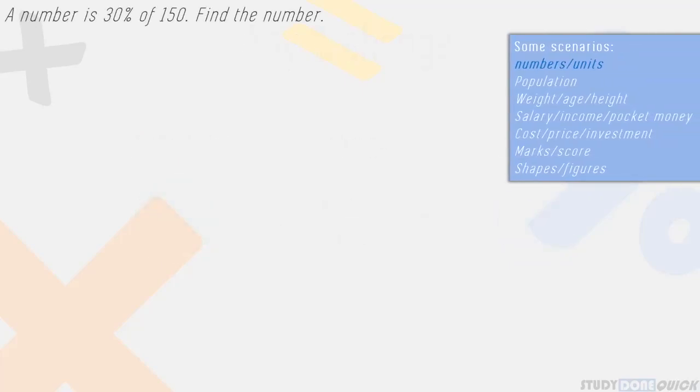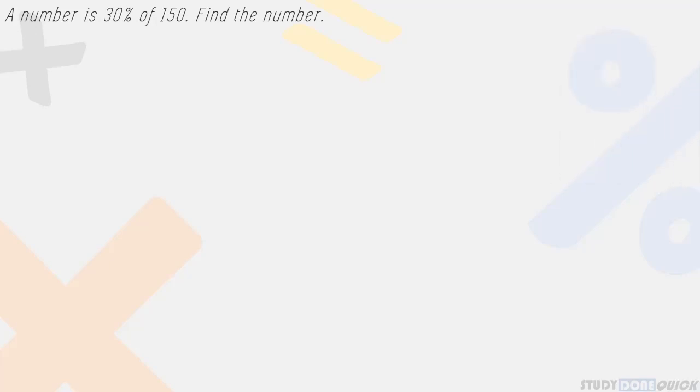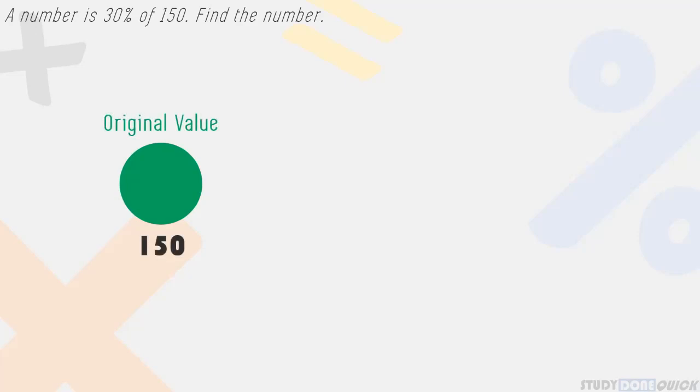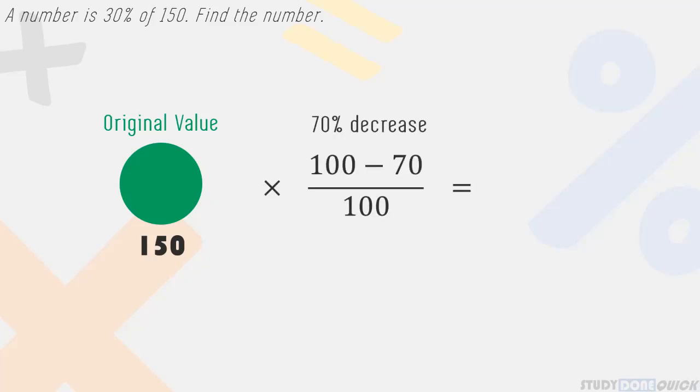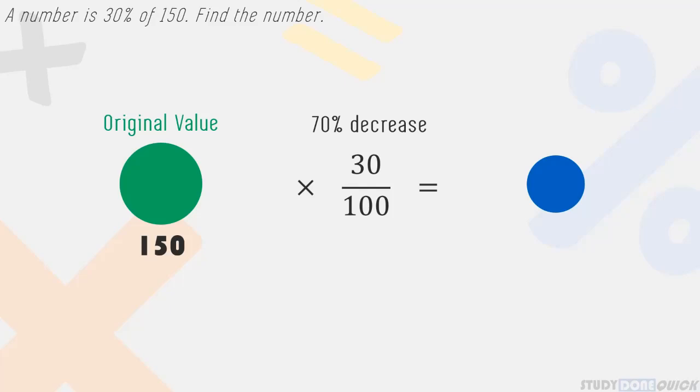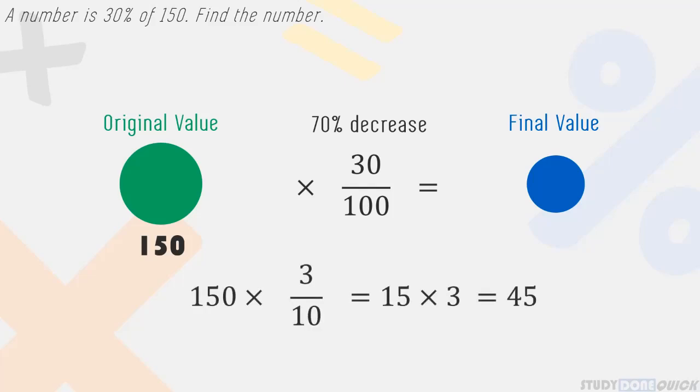First of all, the most basic and simplest of scenarios are where we just consider some numbers or units. Now, in this scenario, the original value is 150, which we know by itself is only 100 by 100 of itself, or 100% of itself. And this value, when decreased by 70%, becomes only 30 by 100 of itself, or 30% of itself. And that's what we needed, because the final value that we need to find is 30% of the original value, which is 150. So now solving this, we'll get 15 multiplied with 3, and that's 45.